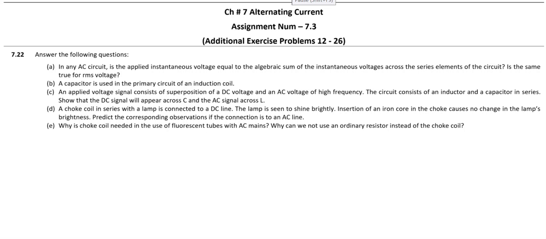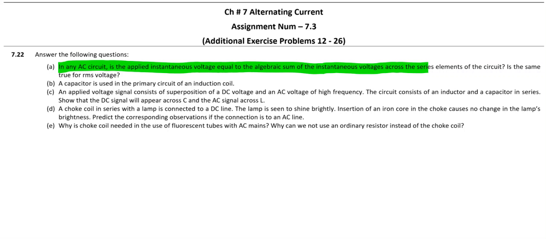Hello students, we are in additional exercise problem 7.22 of chapter 7. We have 5 questions given. We will be dealing with these 5 one by one. Very first is, in an AC circuit, is the applied instantaneous voltage equal to the algebraic sum of instantaneous voltages across the series elements of the circuit? Is the same true for RMS voltage also?